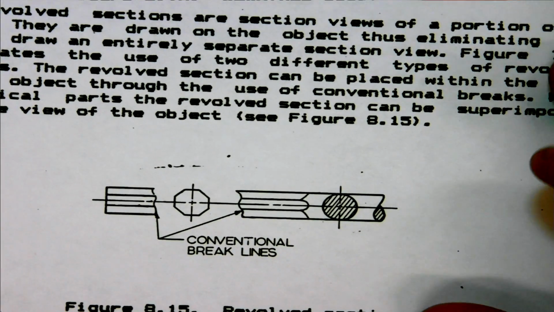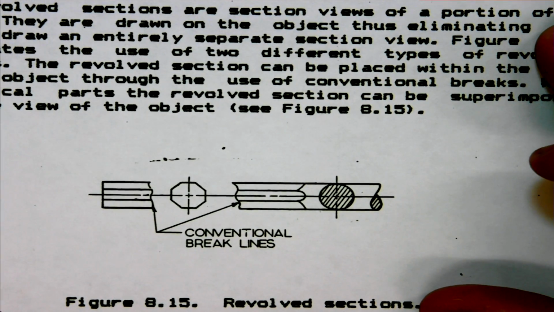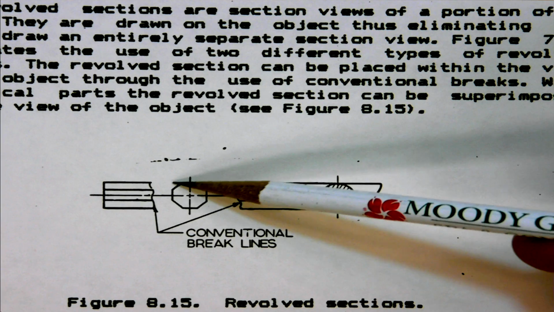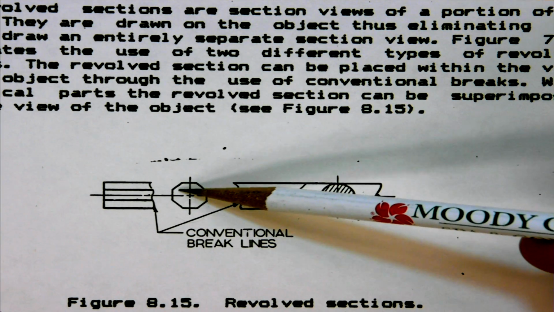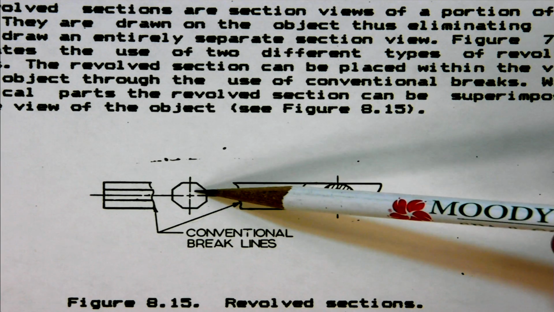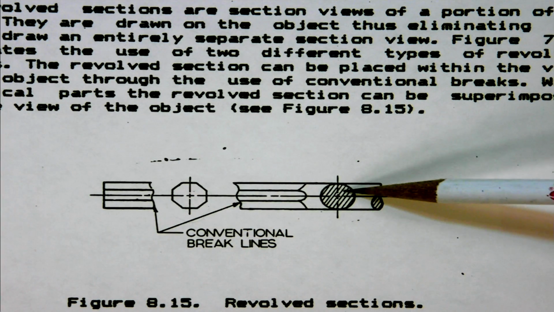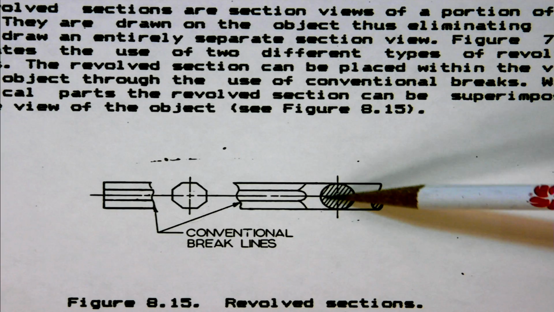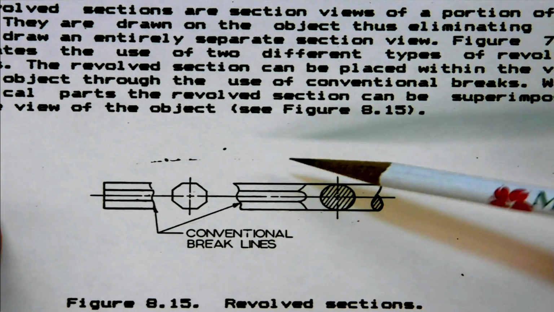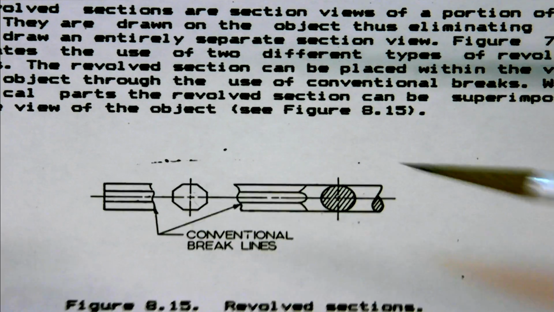Conventional break lines can be used as in Figure 8.15. Basically, the thing is real long. You can break it off here and here and show this revolved section. In other words, they've just taken this thing and moved it in here, and then showing you what this view of it looks like. This is not a section view here, and then showing the section view of it right in here where it's circular to this hexagonal or octagonal representation right in here.